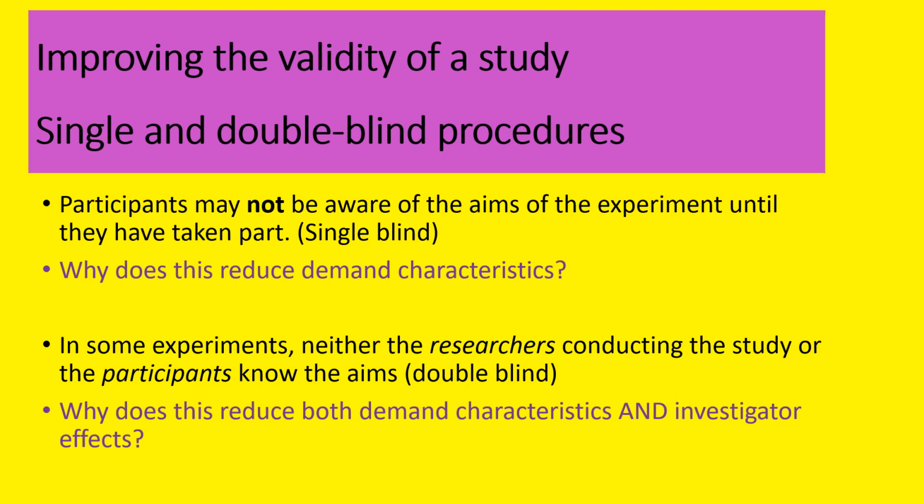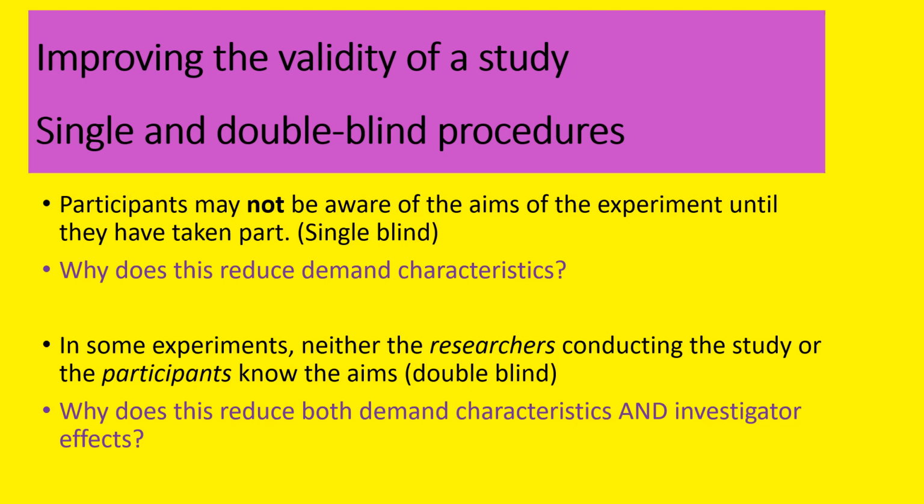If they knew the purpose, then in some situations it would ruin the investigation. So obviously with Milgram's experiment, if people knew the shocks weren't real and what they were really being tested on, which was obedience to legitimate authority, it would just ruin the whole investigation.